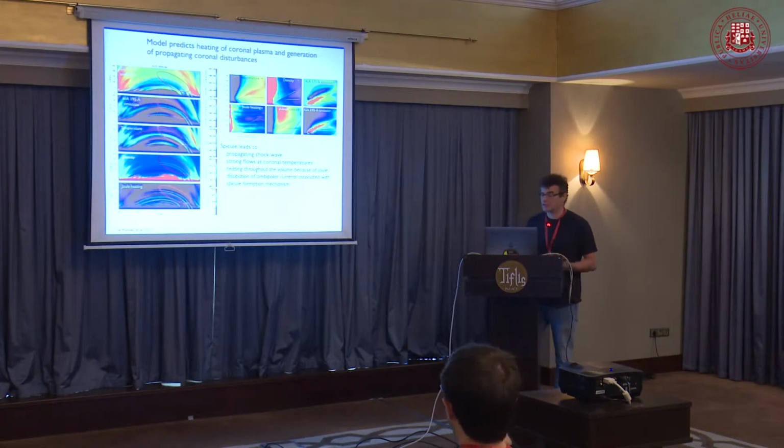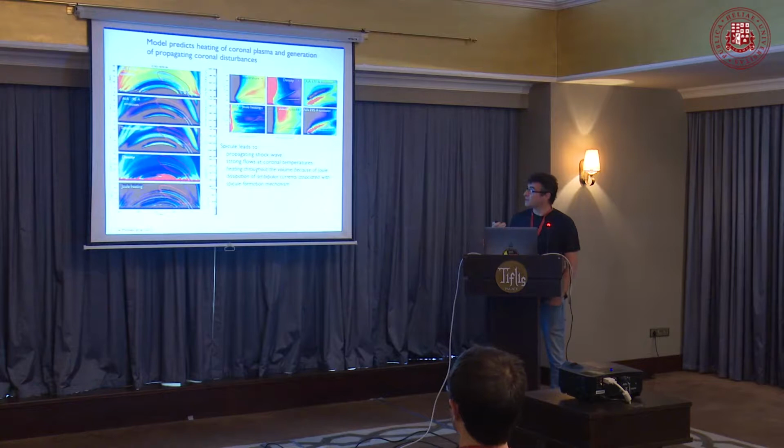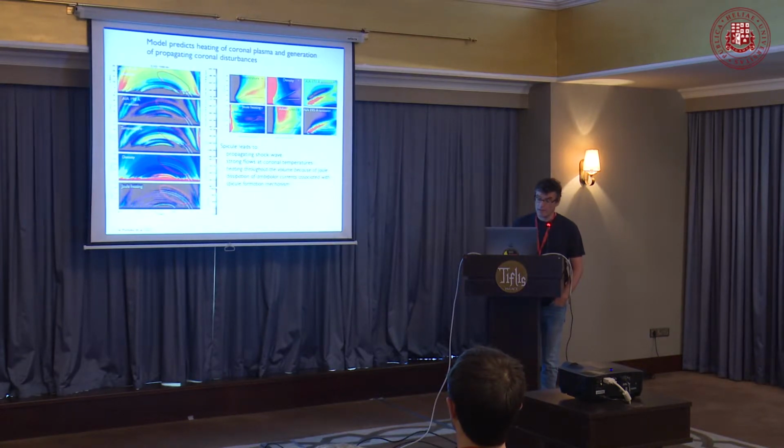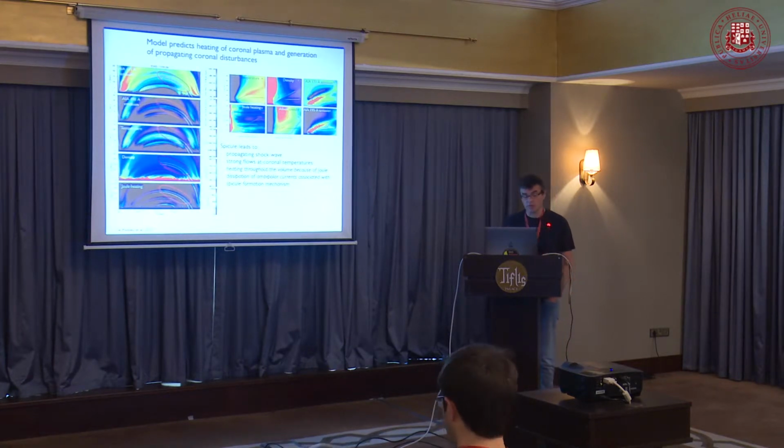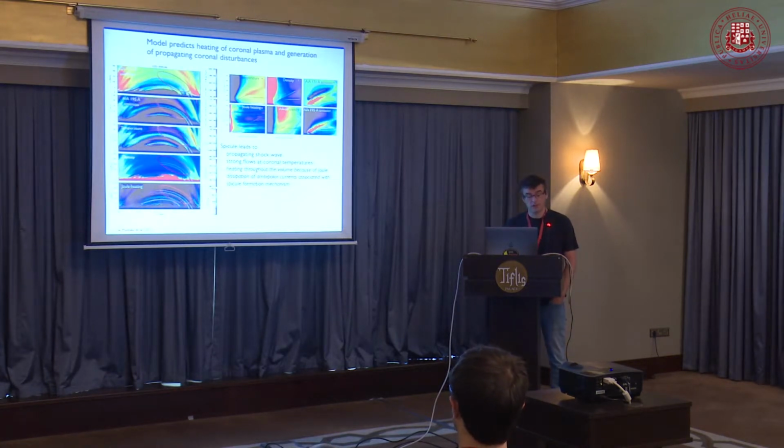So we see a few different things. The spicule leads to a propagating shock wave, and that's this one. It leads to strong flows at coronal temperatures, and there's also heating throughout the coronal volume because of the Joule dissipation of these currents. These currents get into the corona and dissipate by, in the BIFROST model, of course, numerical resistivity. But it leads to these coronal side effects. Now, how general and how important this is for the full coronal energy balance, we're still looking into in the model. There's clearly also heating that's unrelated to spicules in this model. So we're certainly not claiming that this is doing everything, but it's interesting.